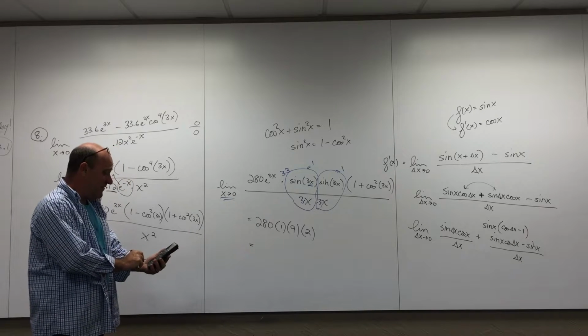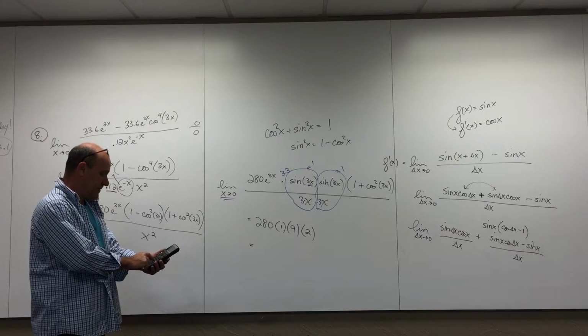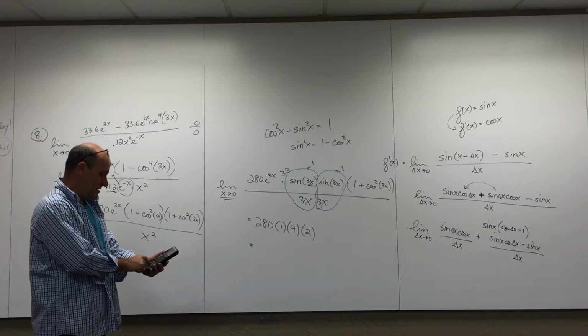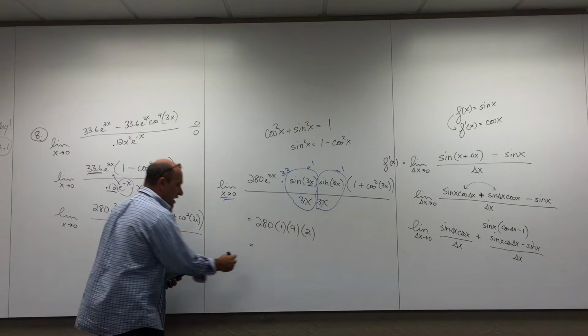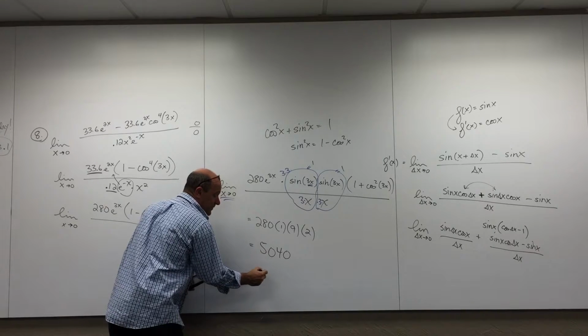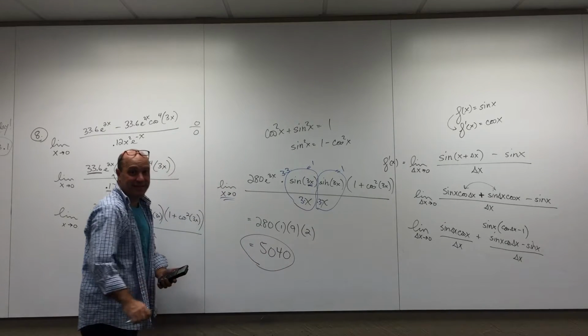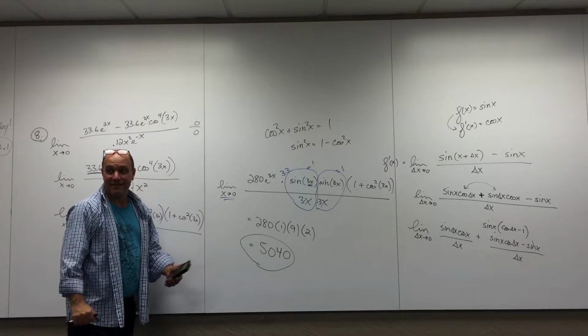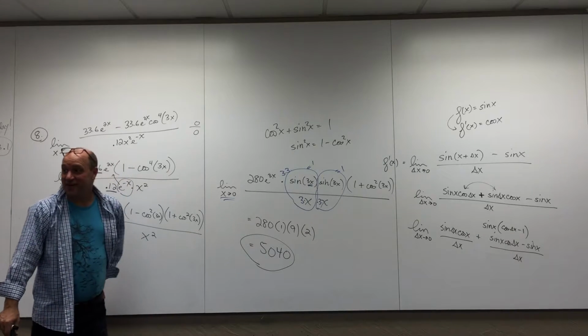You may not have ever found this on your graphing calculator. You could have found it on your graphing calculator. It's 5,040. That's so awesome. That's a pretty good problem.